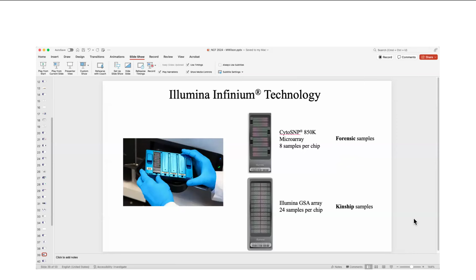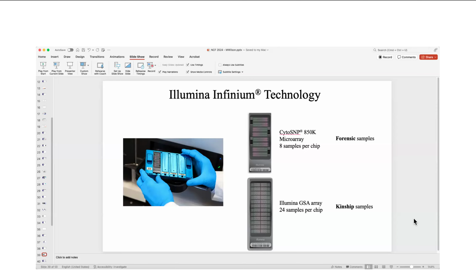And here's a picture of the array. There's different types. They're generally developed for the clinical medical testing world. And so a lot of these SNPs have some kind of disease associations or potential disease associations, and they have different densities. So forensic samples use the CytoSNP 850K, and then for kinship samples, there are other density SNPs like the GSA array. You can load 24 samples per chip, and that's just to find the non-forensic, but just the kinship associations, the references, because you're looking for those relationships. Whereas in the top for the forensic samples, those will generate the actual unknowns from the forensic sample.